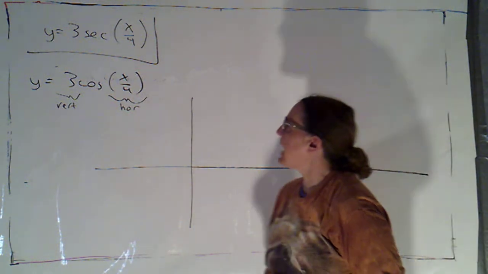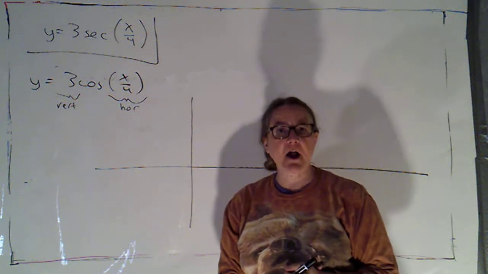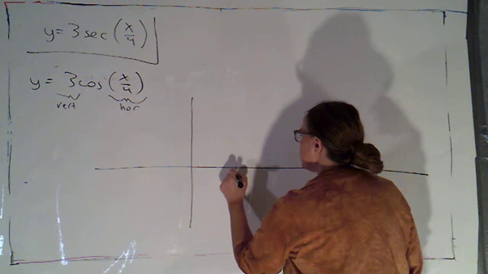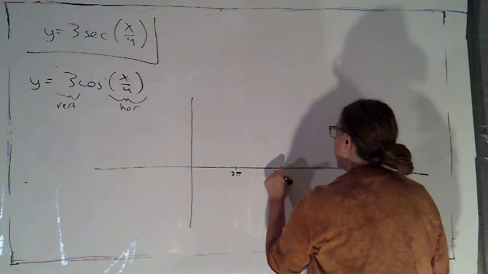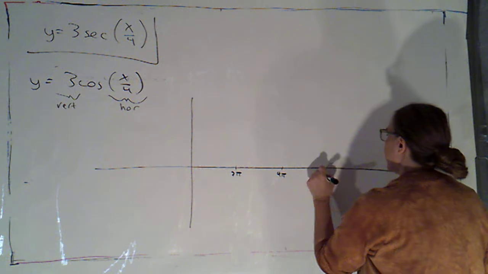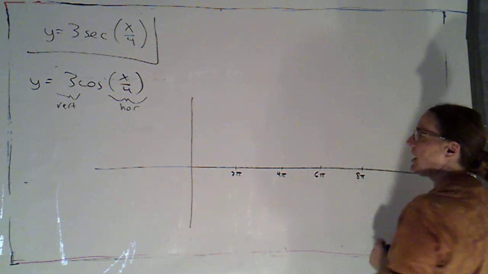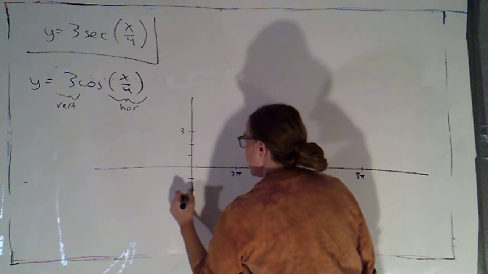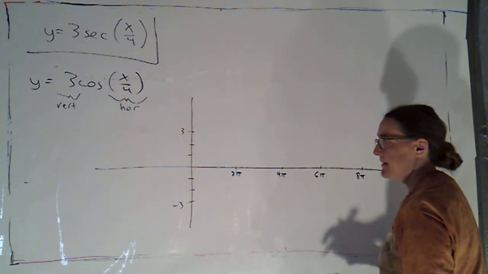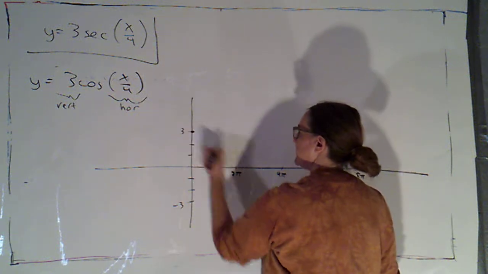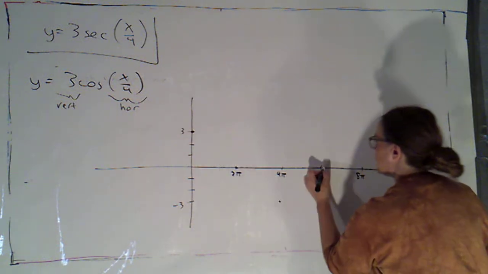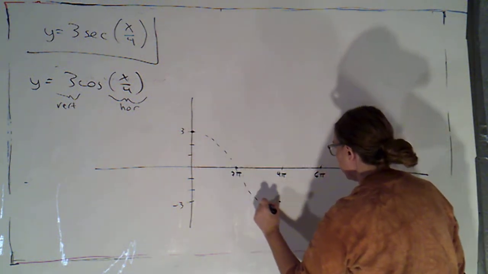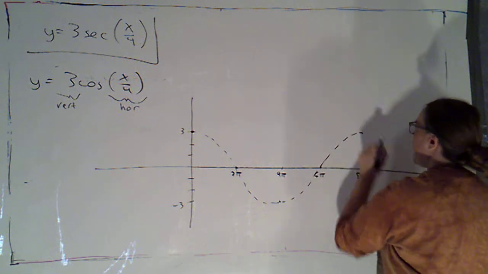And I think for this, I didn't say this at the beginning, let's just sketch one full period of this. Okay. So if I have 0, then I would go 2 pi, 4 pi, 6 pi, 8 pi. Now my new high is going to be at 3, and my new low is at -3, and cosine starts at a high value. So I'm going to connect the dots with a dotted curve, because this is just my helper graph.